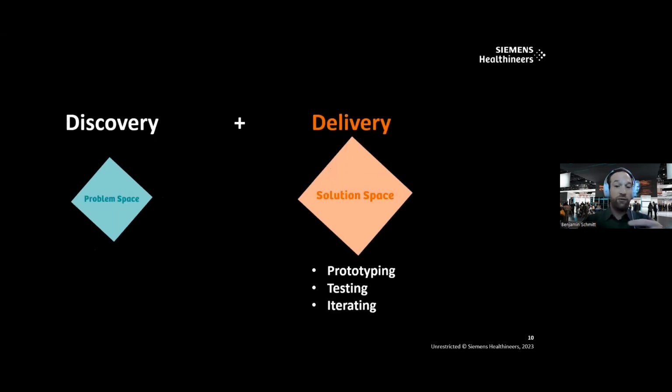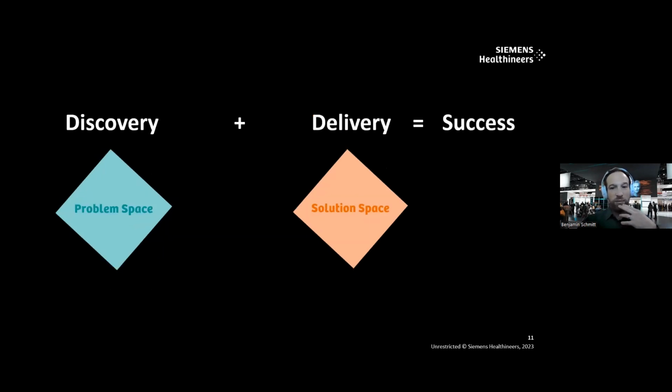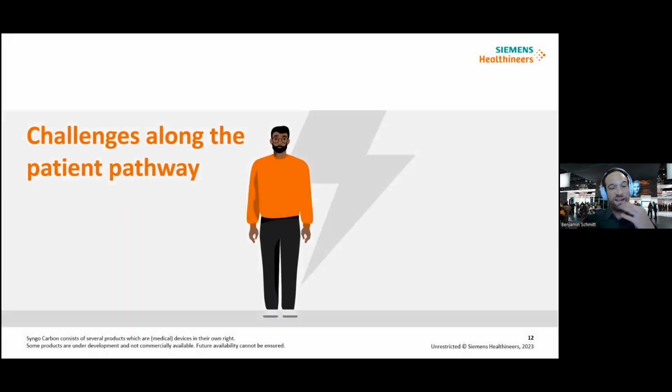And then comes the delivery space. This is the solution space. So you begin prototyping, you begin testing, and then you iterate through this again. We keep bouncing left and right between the solution space and problem space. It's not a snapshot at the very beginning and then we jump into solution space, but we iterate back and forth between them in order to create meaningful outcomes. So hopefully a successful one at the end of it.